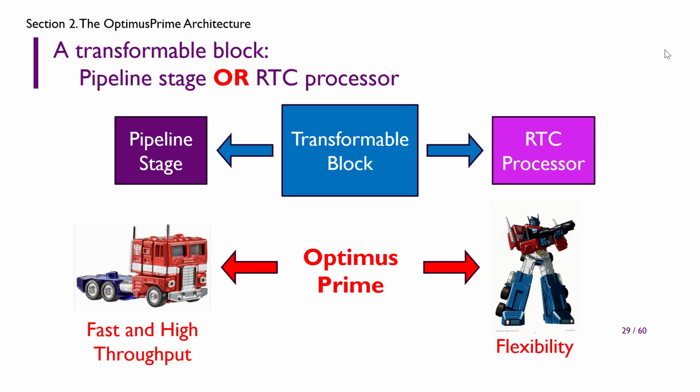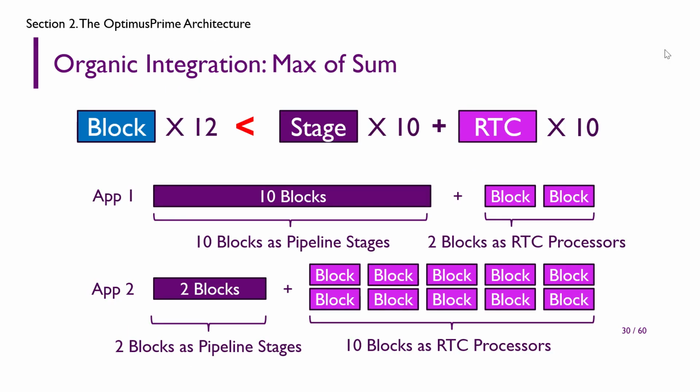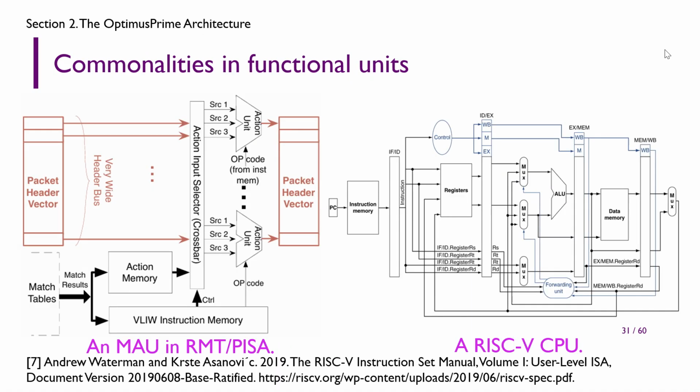Just like a transformer, it has a pipeline form which is fast and has a high throughput, and an RTC form which is more flexible. Thanks to the introduction of transformable blocks, the pipeline and RTC become organically integrated, and the hardware resources become the maximum of sum. In the previous example, we only need 12 transformable blocks instead of 10 pipeline stages and another 10 RTC processors. We build a transformable block by looking for commonalities in functional units.